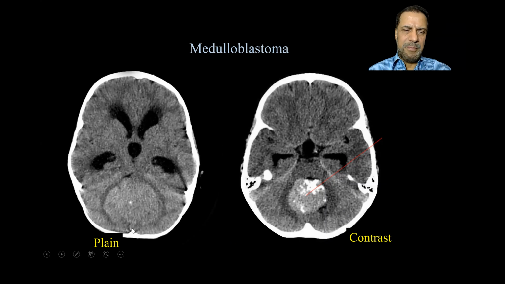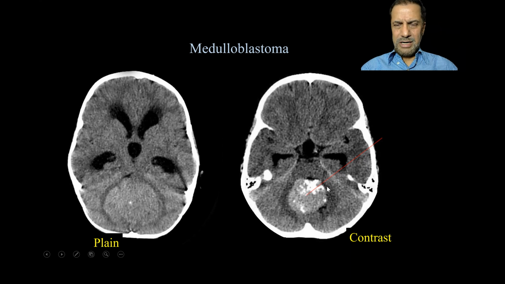This is a plain and contrast-enhanced medulloblastoma. Here you can see it is almost isodense, or maybe a little hyperdense, and there is a rim of low-density area around the mass. Then there is a triventricular hydrocephalus, where you can see the lateral ventricles are large. Again, the periventricular lucency is there. The third ventricle is large. The temporal horn is big.